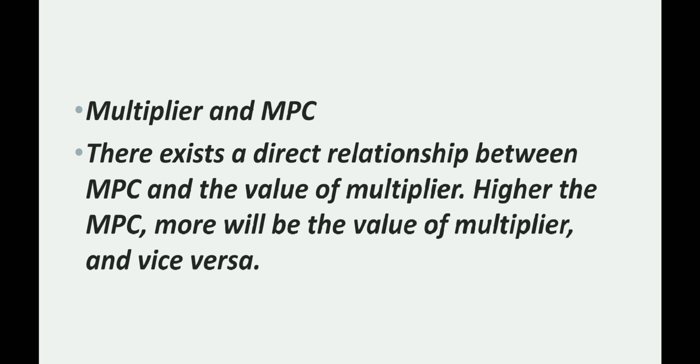Multiplier and MPC. There exists a direct relationship between MPC and the value of multiplier. Higher the MPC, more will be the value of multiplier, and vice versa. The concept of multiplier is based on the fact that one person's expenditure is another person's income. When investment is increased, it also increases the income of the people. People spend a part of this increased income on consumption. However, the amount of increased income spent on consumption depends on the value of MPC.